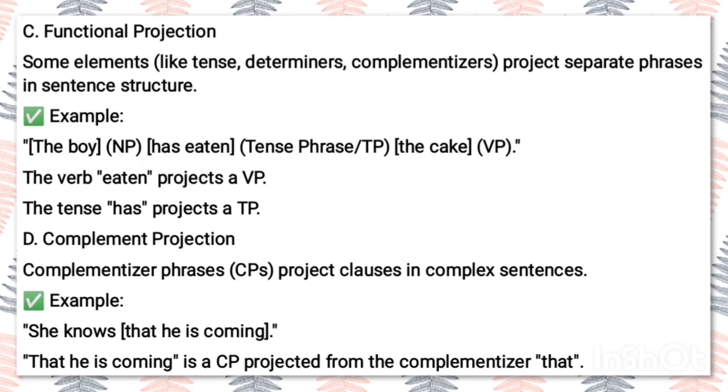Next one is complement projection. The complementizer phrase introduces a subordinate clause in complex sentence. For example, she knows that he is coming. That is a complementizer introducing the clause he is coming. The phrase that he is coming is a complementizer phrase projected from that.